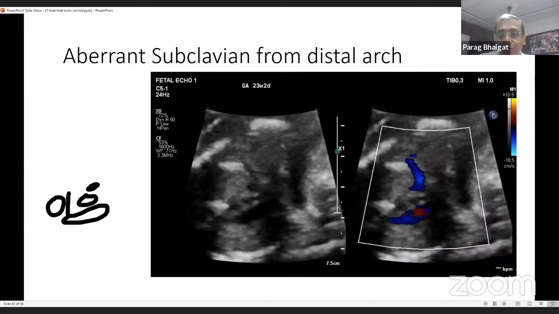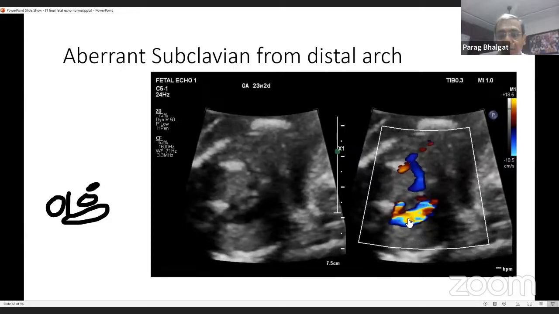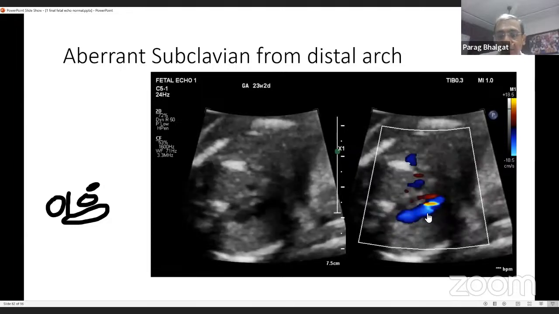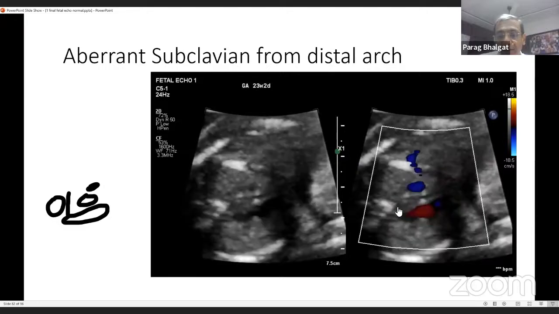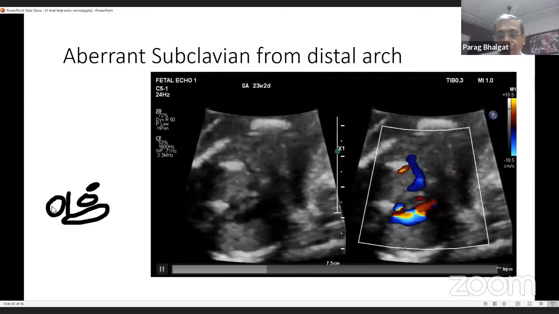This is the MPA. This is the aberrant origin of the subclavian artery that goes here, and the aorta is difficult to trace here, so that gives a possibility of interruption of the aortic arch. I have just drawn here. This is the vertebra. This is the MPA. This is the aorta. This is the SVC, and this is the aberrant right subclavian. Just appreciate this image. It's a little difficult to appreciate, but that's how it looks.